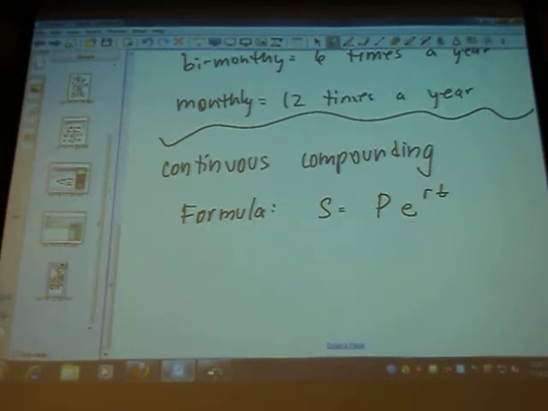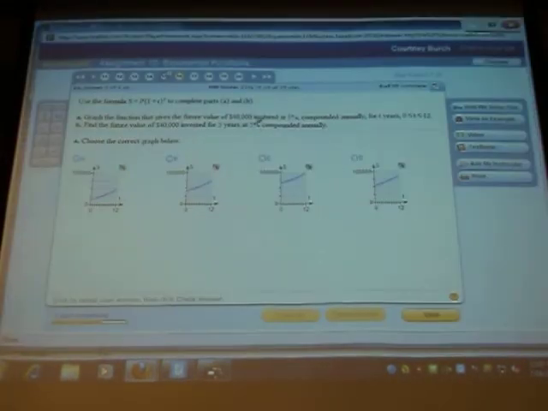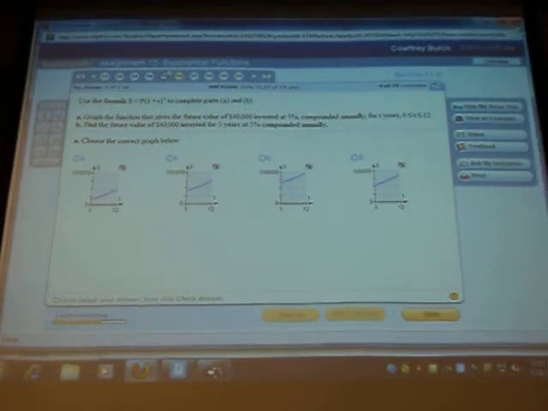We can put it inside a graphing calculator and compare it. Let's do this problem though. Let me find the continuous compounding problem. Graph a function that gives you the future value of 40,000, invested at 5%, compounded annually for 12 years.